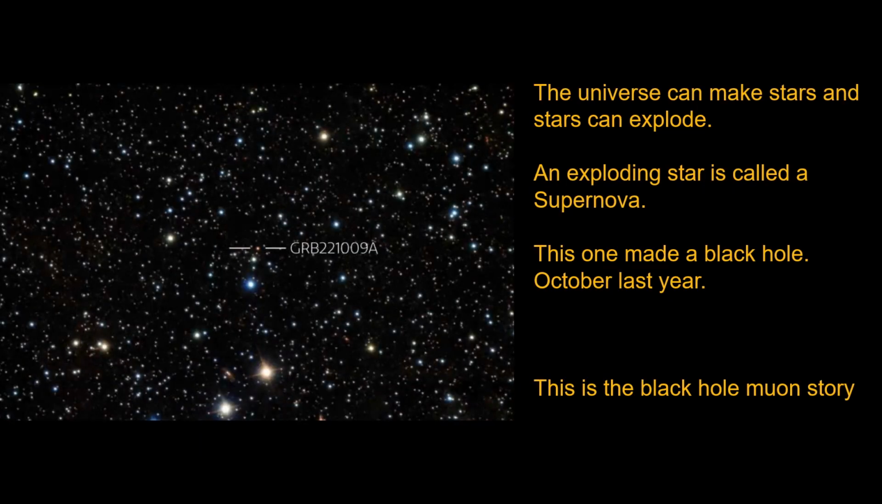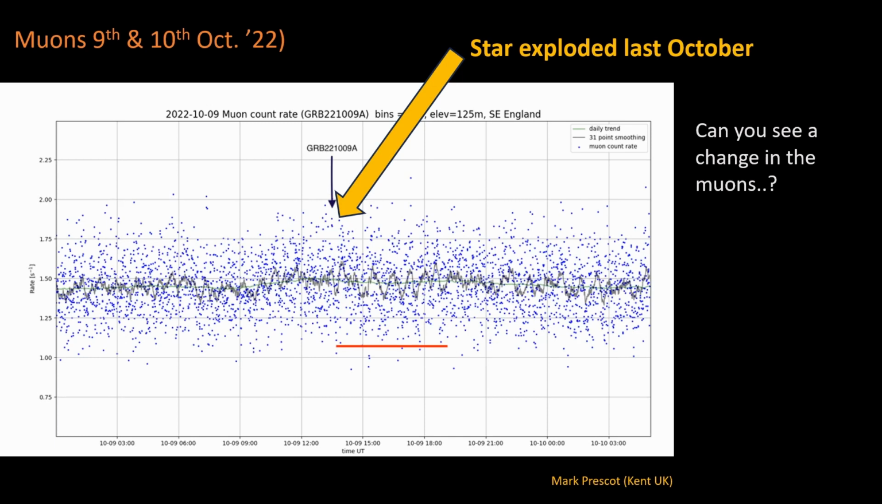Do we remember this story? What happened in October last year? Exploding star. Yeah, exploding star. Here we can see more data, and it's quite difficult. Now, the star exploded in October, which is where the arrow is, and the data is showing us a day or two before to a day or two after. And can we see from this a change in the way the muons were detected?